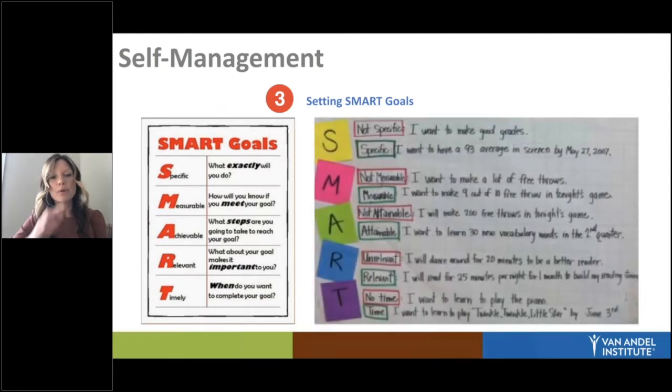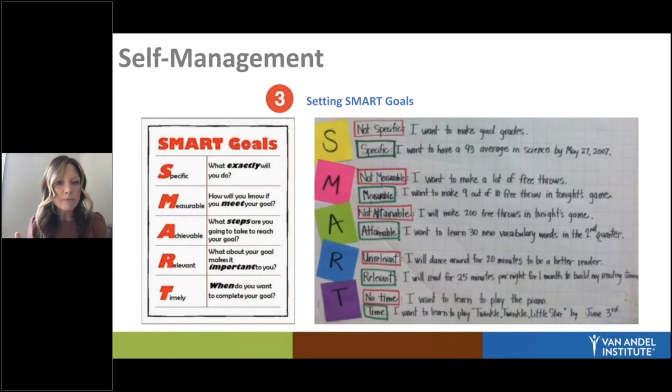So here's an example of this anchor chart that I found on the web. Not specific for that S would be, I want to make good grades. Well, that's very generic. How can we make that more specific? I want to have a 93% average in science, and then they also listed a date. Measurable: something that would not be measurable is, I want to make a lot of free throws, right? We ask ourselves how many right after that. Well, how many free throws do you want to make? I want to make 9 out of 10 free throws in tonight's game. Definitely easier to measure.